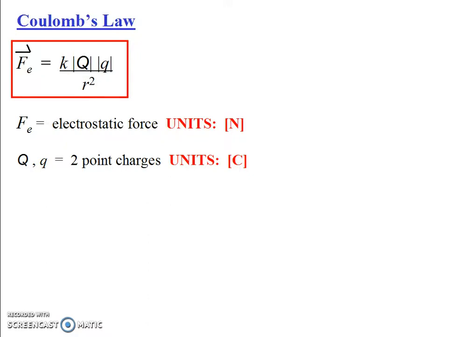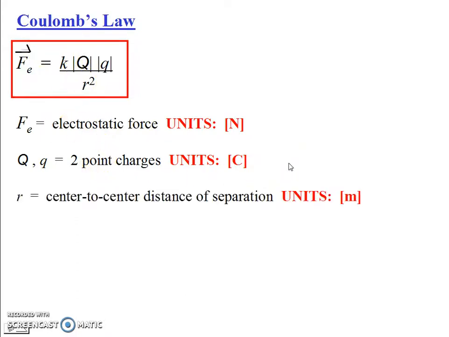So now we'll say that an object that has charge is a charge. Okay? It's a charged object. So it's sort of shorthand for a charged object. So these are 2 point charges, 2 tiny, tiny objects that occupy a point in space, and we can only use Coulomb's law if they're point charges. Little r is the center-to-center distance of separation, and of course it's measured in meters, as all distances are.